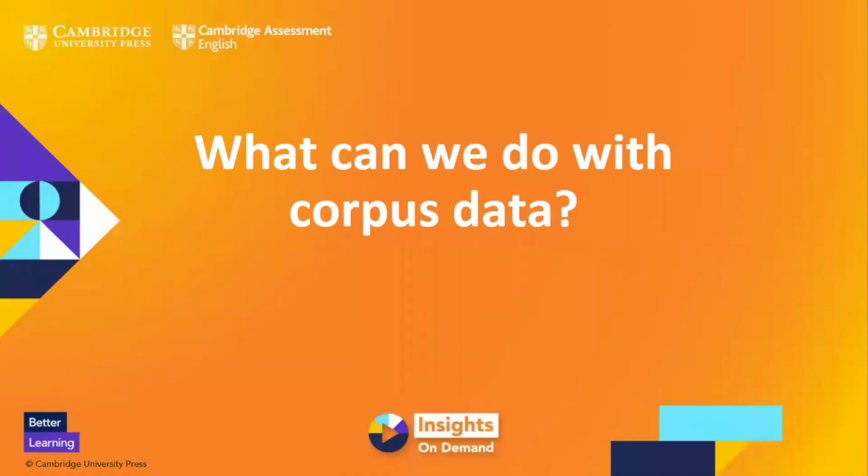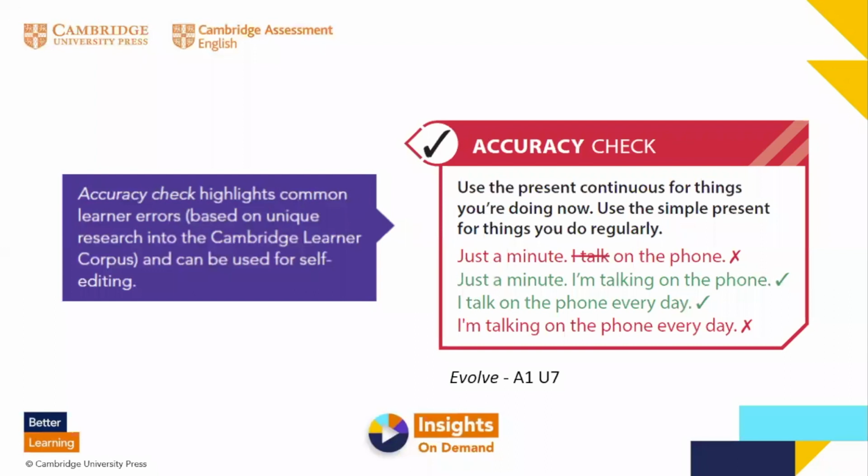So that's a little bit about what corpus data can tell us. But what can we do with it? It's interesting, but how do we apply it? Well, we use the Cambridge Learner Corpus to inform all of our course books. Sometimes, like in this example, it appears on the page. We know that common learner errors can become fossilized. They can stick. They can become almost permanent if not addressed early on in the learning process.